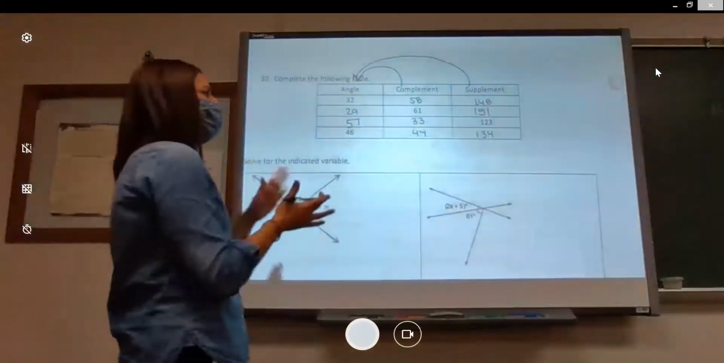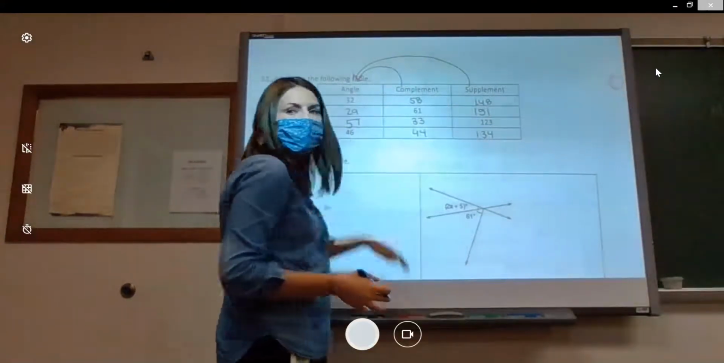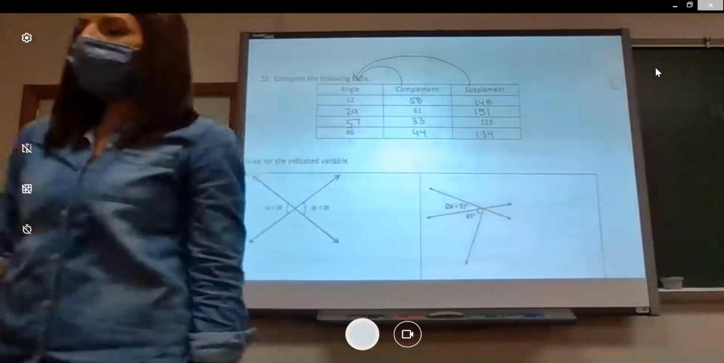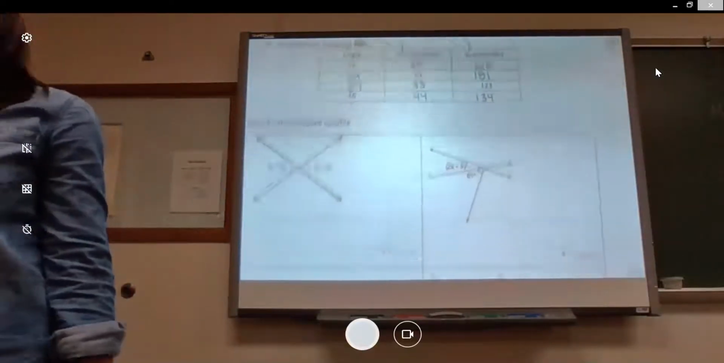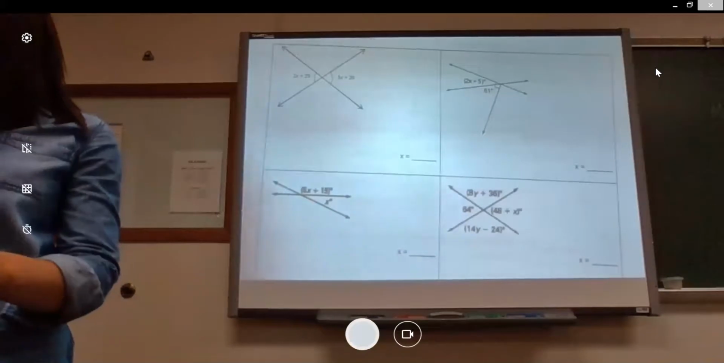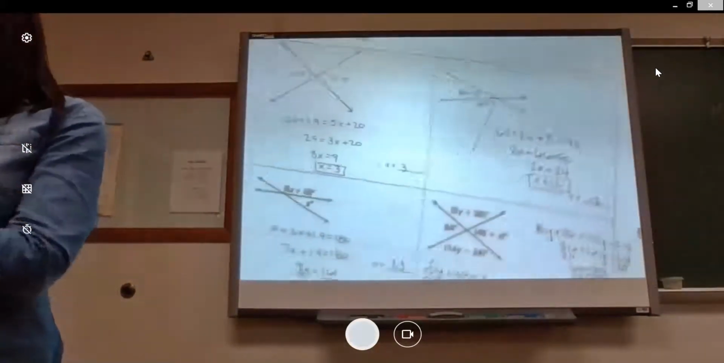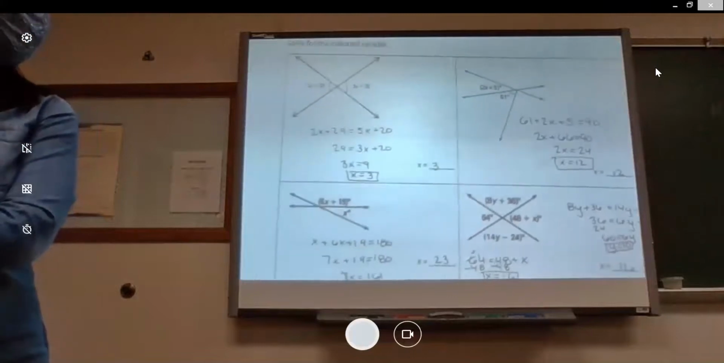Both the complement and the supplement, you're comparing it to these numbers. Okay? And then this is exactly what we did this morning. I'm gonna run out of time, so I think what I'll do is I'm gonna show you answers if you wanna write them down. They're also online. But let's just talk through it.